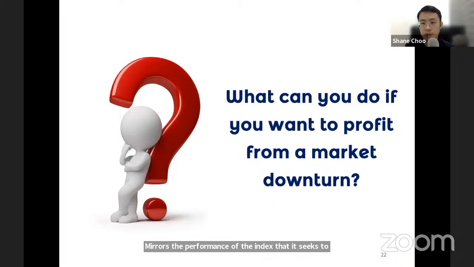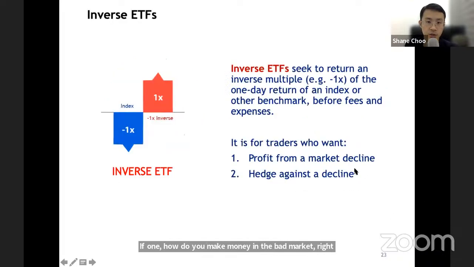Now, if you have taken note that the FBM KLCI was trending down for the past year, and you want to profit from a market downturn in a bear market, how do you make money in a bear market? What you can do is consider investing into an inverse ETF. You can buy an inverse ETF. Not short, you can buy an inverse ETF.